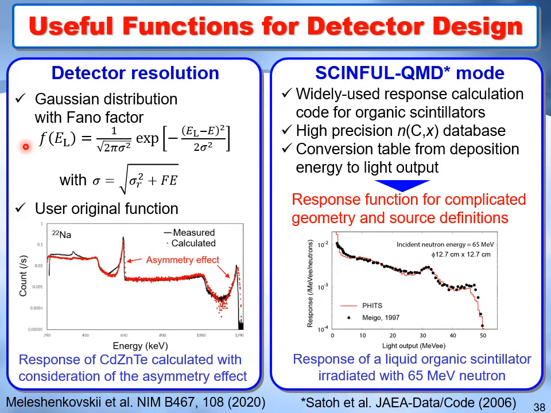In addition, user original function can be defined for expressing the resolution. For example, the response of cadmium-zinc telluride detector can be calculated by PHITS with consideration of the asymmetry effect. On the other hand, SCINFUL-QMD is one of the most widely used programs for calculating the response of organic scintillator. It has high-precision neutron-carbon interaction database and conversion table from deposition energy to light output.